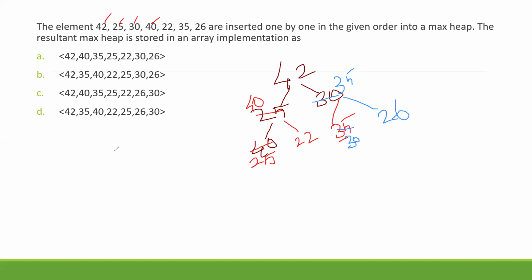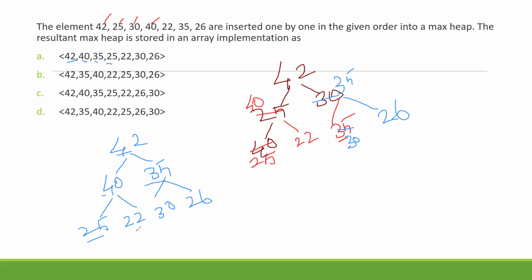So what is my resultant value? 42. Here 40. Here 35. Here 25 and 22 and 30. And 26. You can check it level by level: first value 42, 40, 35, 25, 22, 30, 26. So the first answer will be my answer. Okay. Sometimes they will ask what is the height of the tree, and sometimes they will ask the order, everything. They will change and ask a different question. I'll show you how they are asking.